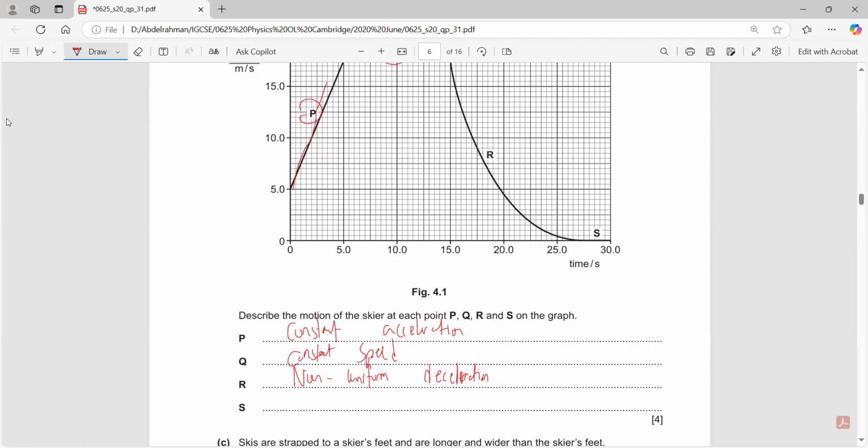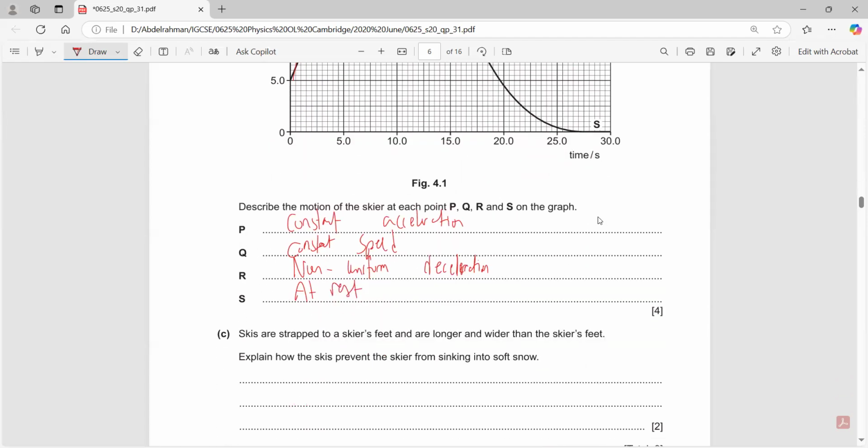What about S? Someone is saying ununiform is correct. It's not wrong, but in English there's nothing called ununiform. S is stationary. Yes, it's at rest. It doesn't move. At rest.